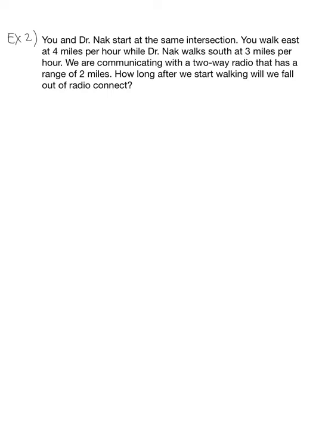All right, so let's first underline the important information. You are a speed demon, so you're going to be walking east at 4 miles per hour. And I am so slow that I'm going to walk south at 3 miles per hour. Another important piece of information is that the two-way radio has a range of 2 miles. So let me just underline range of 2 miles.